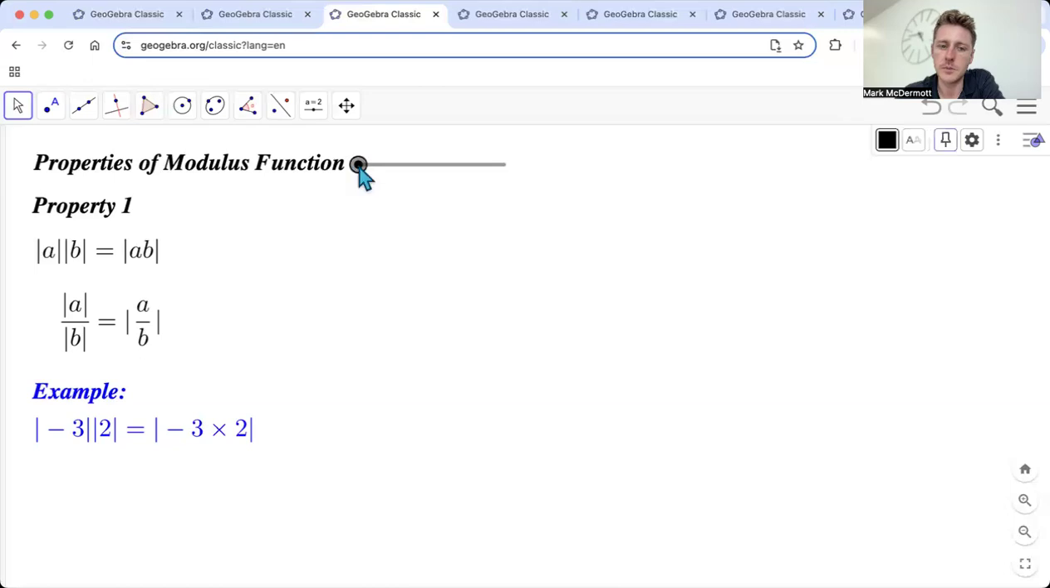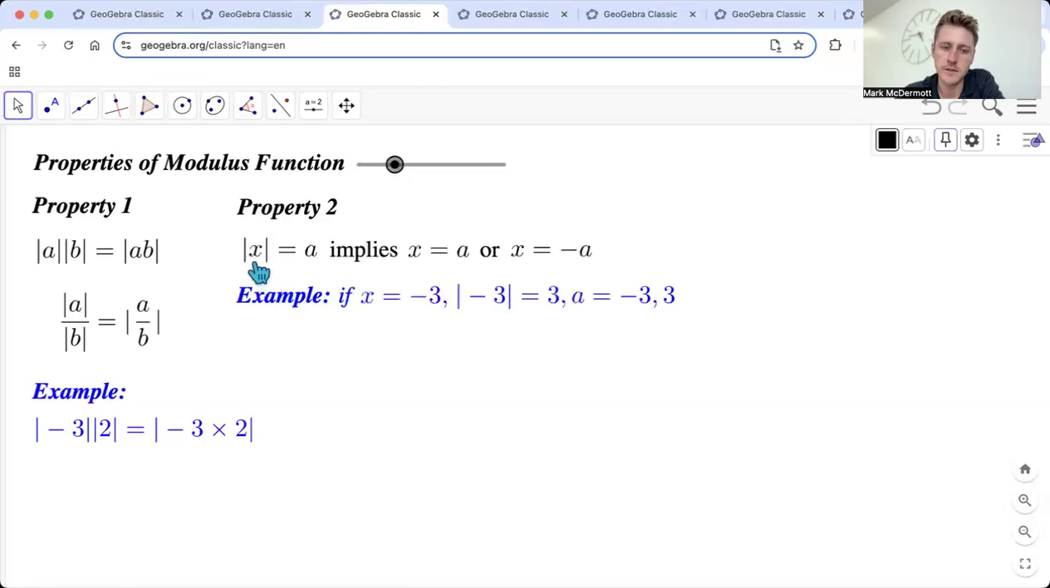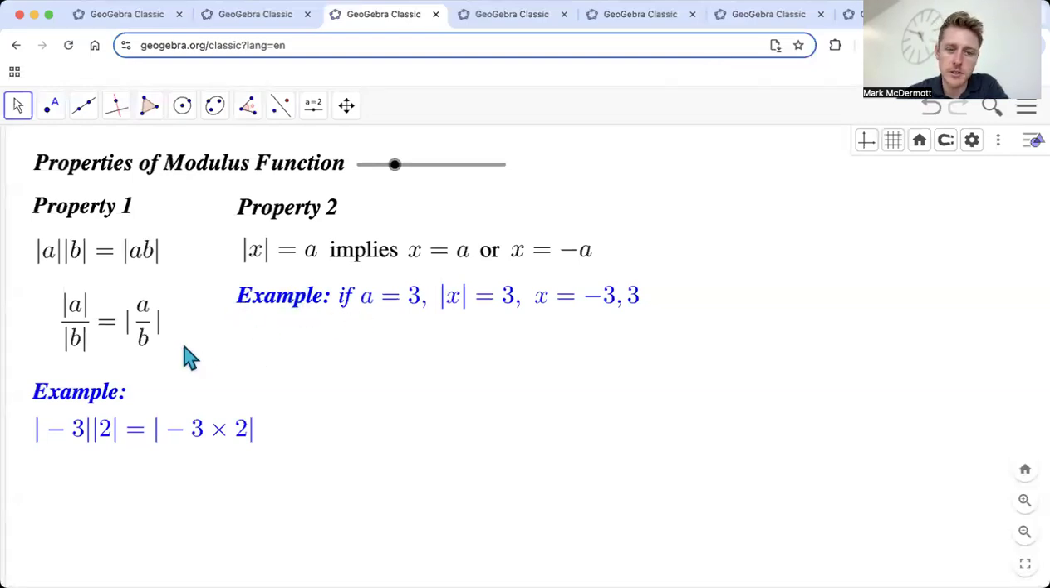That's the first property. The next property says if the absolute value of x equals A, this implies that x equals A or x equals negative A. Again, look at an example. If we pick x being negative 3, we take the absolute value of that, so we get the absolute value of negative 3 being 3. And so A could have been negative 3 or positive 3. I had that the wrong way around. Maybe you noticed. My bad.